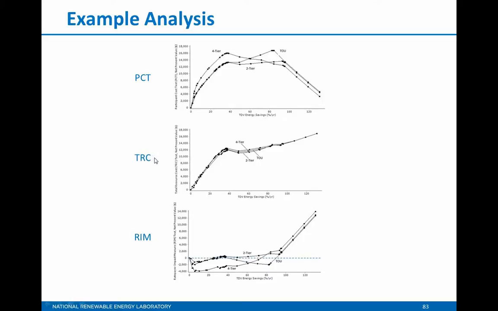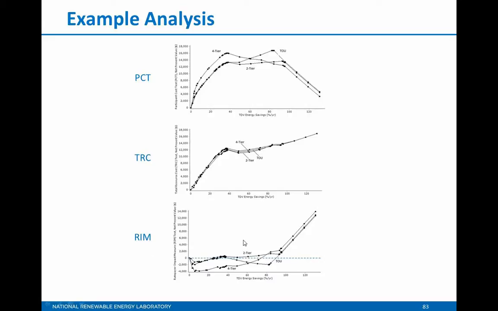If we look at the total resource cost test, if we recall, the utility bill savings aren't really a component of the total resource cost test, so the curves pretty much are on top of each other. Small differences, probably reflecting the fact that there are slightly different building designs found in the optimization for the three different rates here that change the avoided cost slightly, which is a component of the total resource cost test. But pretty much the trend is similar.